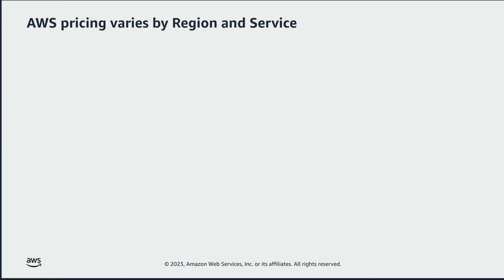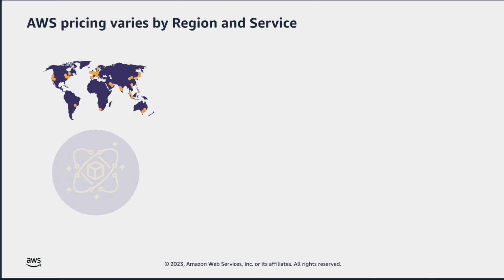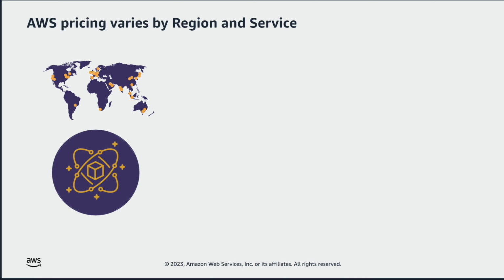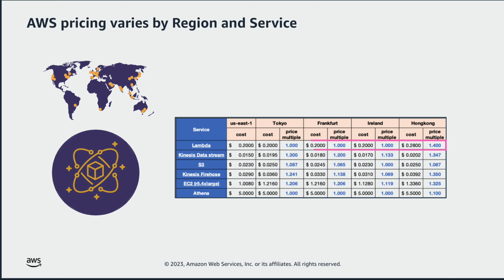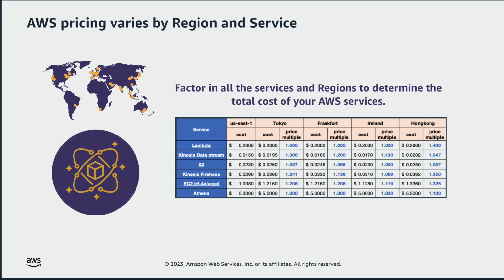Pricing for AWS services varies by region. For example, if an application is using AWS Lambda in the US and Ireland regions, the cost is the same, because Lambda pricing is the same in the US and Ireland. However, if the application is using AWS Lambda in Hong Kong, the pricing is higher. Similarly, an application using Amazon Kinesis data streams will cost 20% less in the US than in Frankfurt. So it's important that you factor in all the services and the regions to determine the true cost of your AWS services.